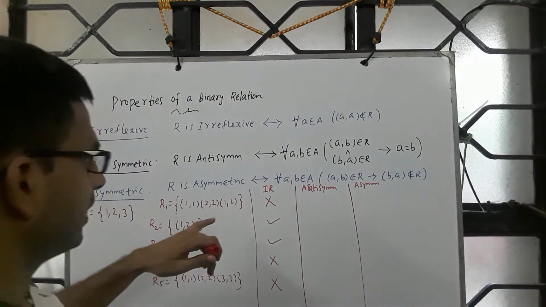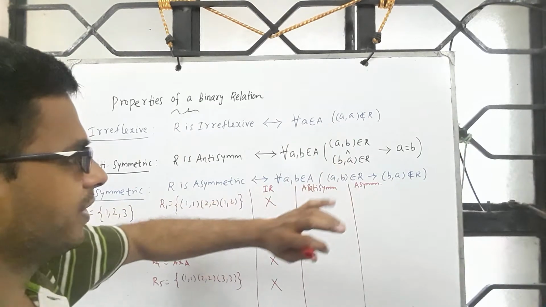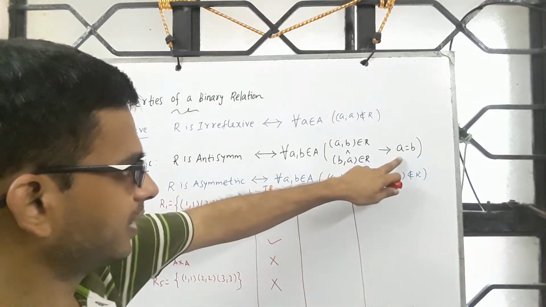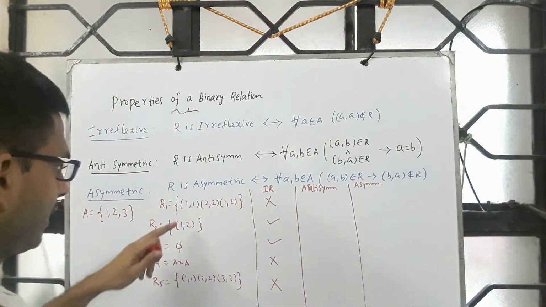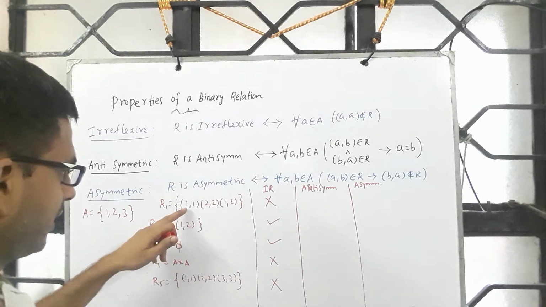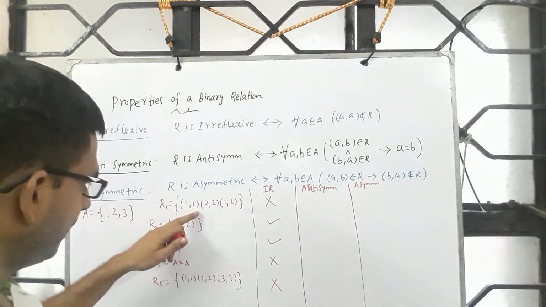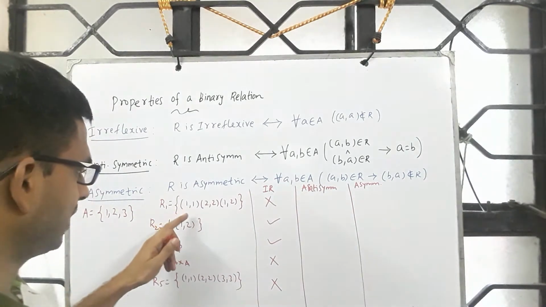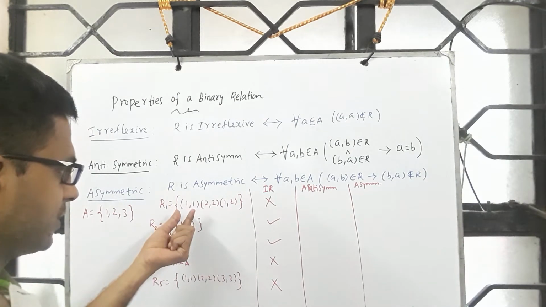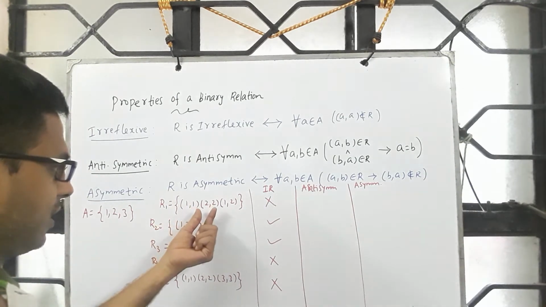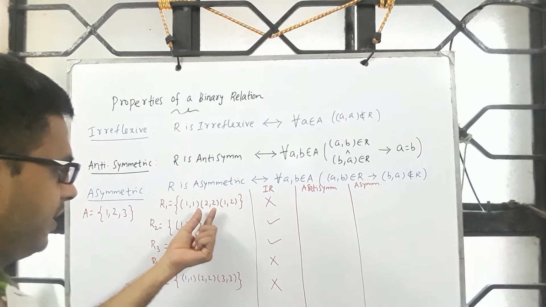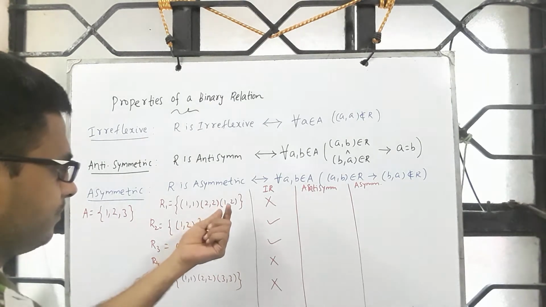Let's go to antisymmetric. If you find (a, b) and (b, a), then it must be the case that a equals b. Let's look at the first one. I find (a, b) and (b, a), it's one and the same, (1,1). Then a equals b. It's correct. And for (a, b), (b, a), a and b are the same.